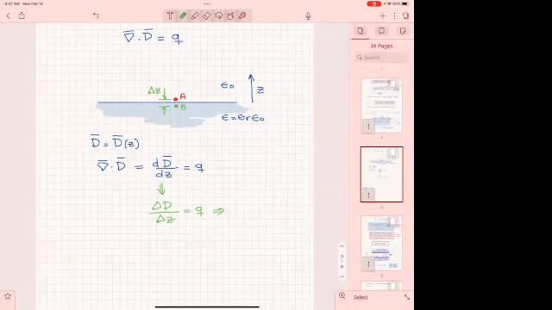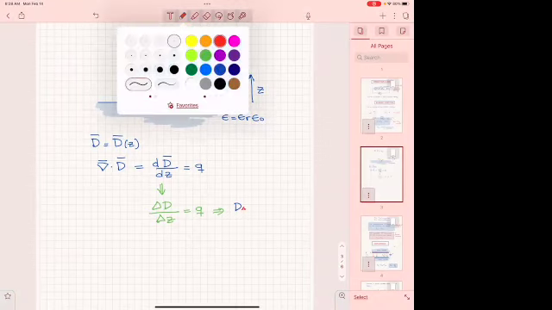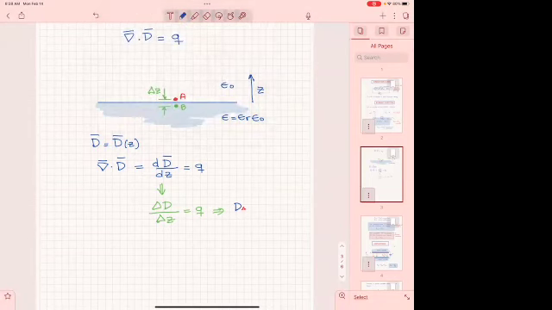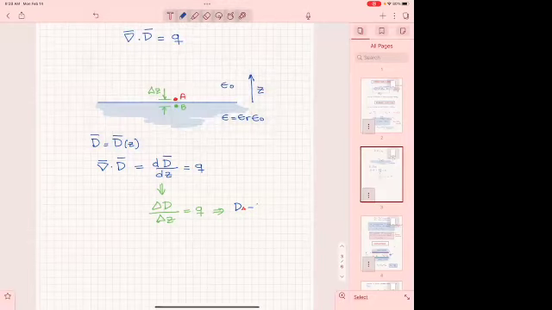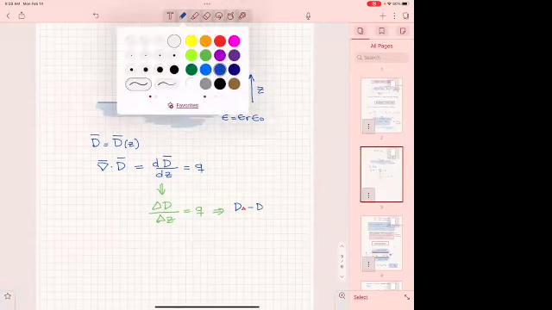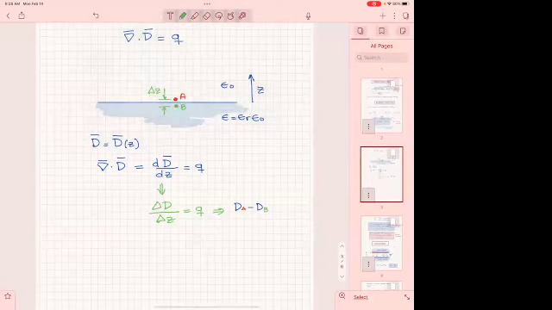That means that D at point A minus, that's the delta D, minus D at point B, divided by delta Z, equals Q, which shows something very interesting.